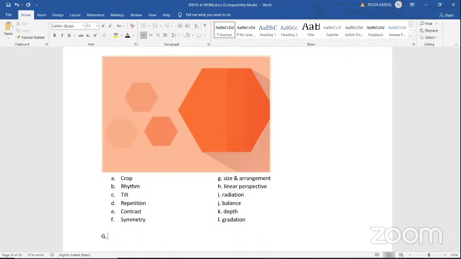Next is repetition. Where is repetition? D is correct. Gradation, yes. Balance, yes. Crop. What about A? Contrast. Ma'am, what is meant by crop? Cutting, meaning the image is cut out. Here, if you can see, the image is cut out.